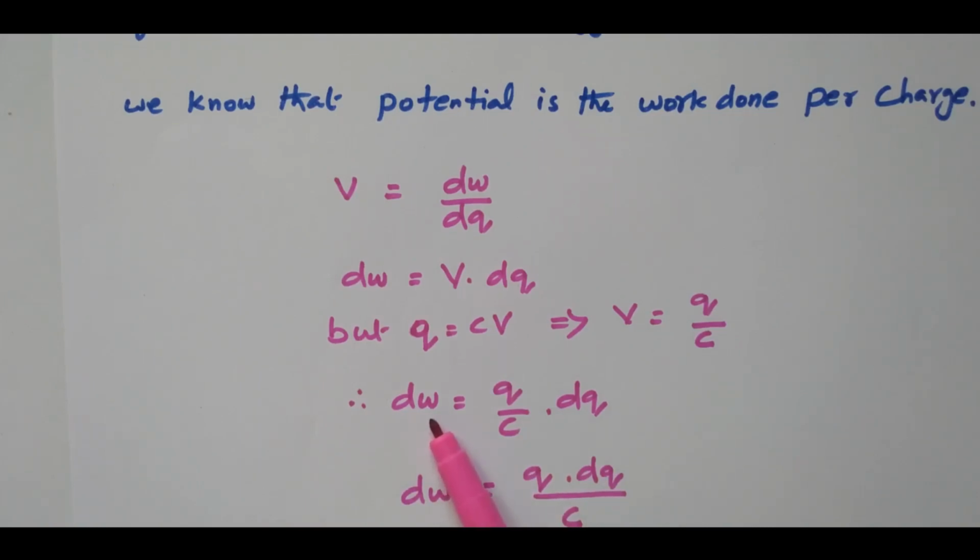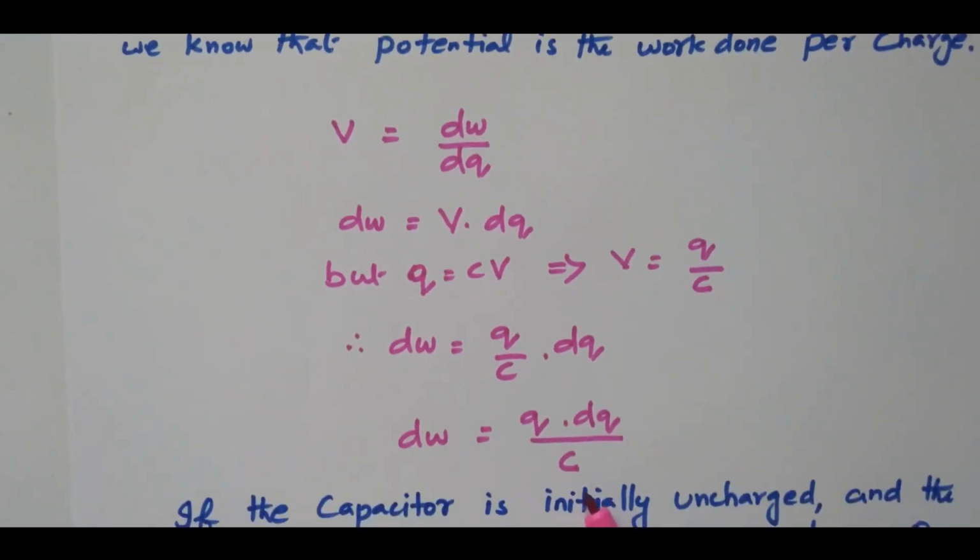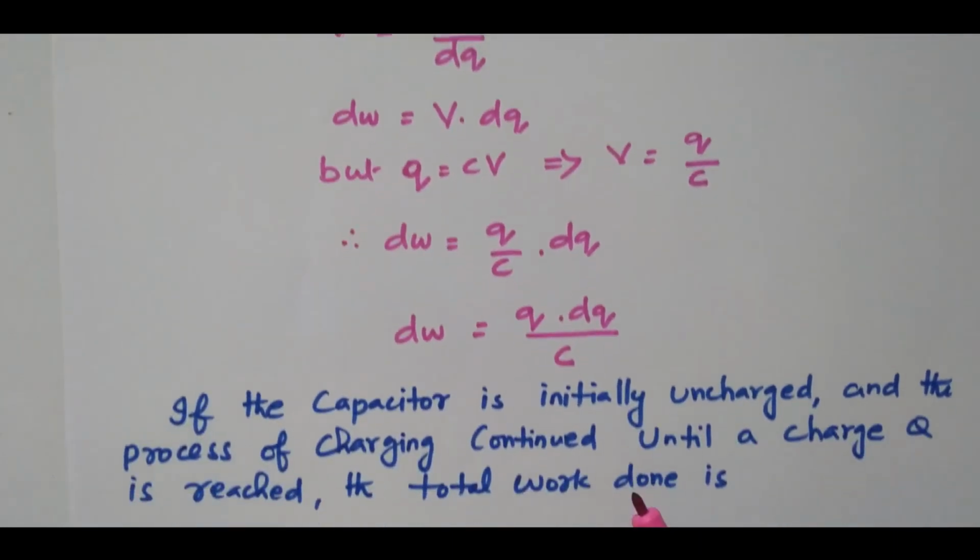So this work done is due to only a small charge. By integrating on both sides, we will get the total charge. dW equal to Q dQ divided by C. So we have one parallel plate capacitor, voltage is applied. Then the voltage will be developed across the parallel plates. That voltage will oppose the supply voltage. That is now converted into energy, which is nothing but dW divided by dQ, work done by charge. After simplification, we got this value. This is only a small charge and small work done. By integrating on both sides with a limit, we will get the total work done, the total energy stored.